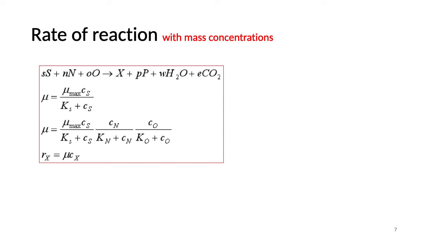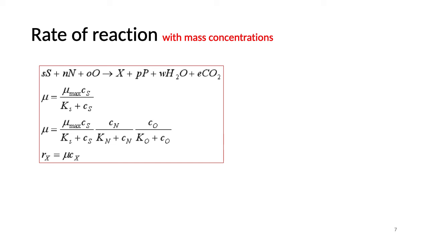I first presented how we can deal with component balances when we have molar concentrations. Now I am showing you a general biological reaction where we deal with mass concentrations. This is a simple form of a biological reaction which involves the function of cell growth. S is the substrate, N is the nitrogen, O is oxygen, capital X is the bacterial cells, and P is the product. Water and carbon dioxide are also formed as a result. Lowercase letters show stoichiometric coefficients.